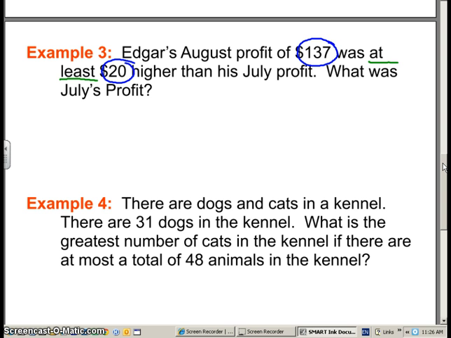Let's see if you can find the key words that tell us what inequality. One other word in here tells us there's some sort of operation that we are going to perform. Edgar's August profit of $137 was at least $20 higher than his July profit. What was July's profit? Box your question.